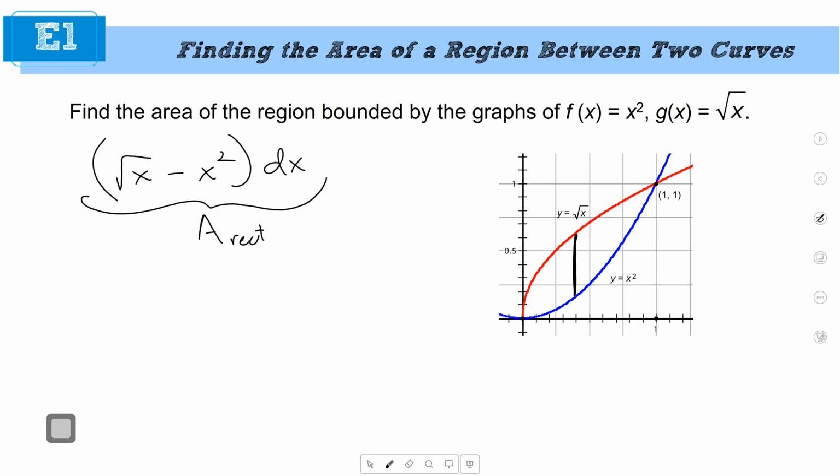And what do we use to add things up? Come on. Integral. Somebody said it. From where to where? 0 to 1.